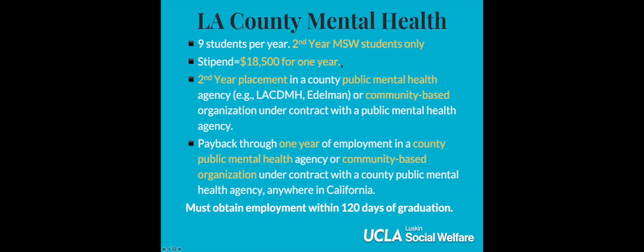And then the third one is for mental health. If you go the mental health route, it's only for second-year students. It's a 1-year stipend for $18,500, with your second-year placement in a county public mental health agency. And this is a 1-year payback. So you work at a county public mental health agency or community-based organization anywhere in California for 1 year. So similar.